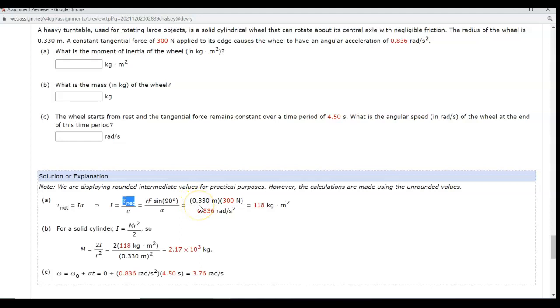So we have the radius times the force, and the sine of 90 degrees is 1, so it's not in here. And the angular acceleration that was given is 0.836. So 0.330 times 300 divided by 0.836. What's the mass in kilograms of the wheel?